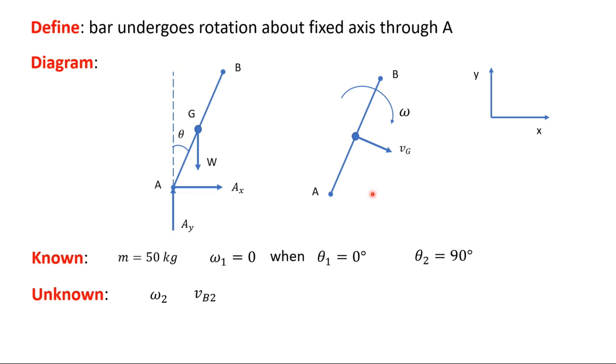Now let's list the known values given to us. The mass is 50 kilograms, omega 1 is 0 when theta 1 is equal to 0, and theta 2 is when the bar is at the horizontal position, so it's 90 degrees. The unknowns are omega 2 and vB2. The equation I'm going to use is the energy equation: T1 plus the sum of U1 to 2 is equal to T2.